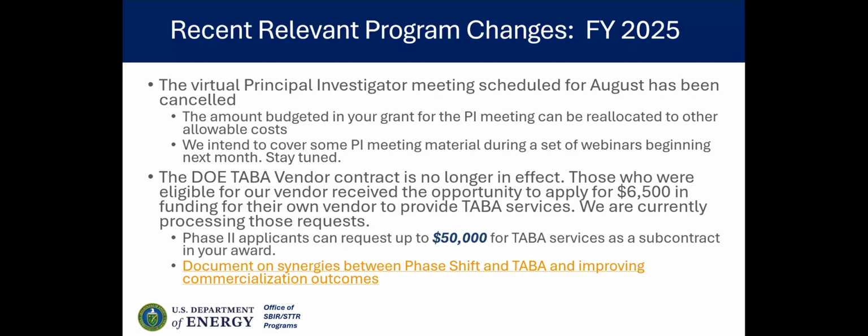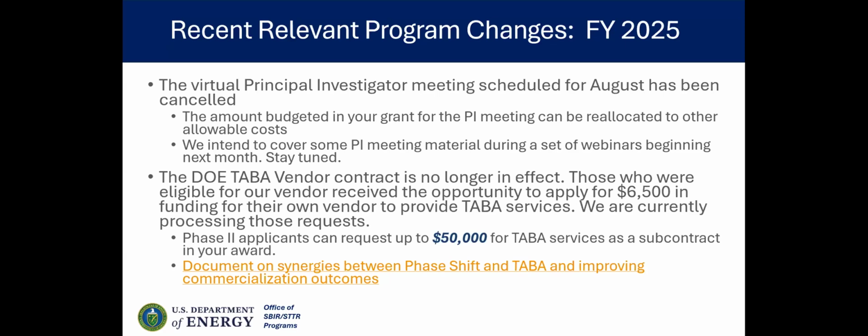Another change of importance is that the DOE TABA vendor contract is no longer in effect. So those of you who were eligible for our vendor should already know that you had the opportunity last month to apply for that $6,500 in funding for their own vendor. That window has passed at this point in time. I did want to provide an update as we did receive a number of those requests, and we are in the process of reviewing those requests. So stay tuned on that as well.